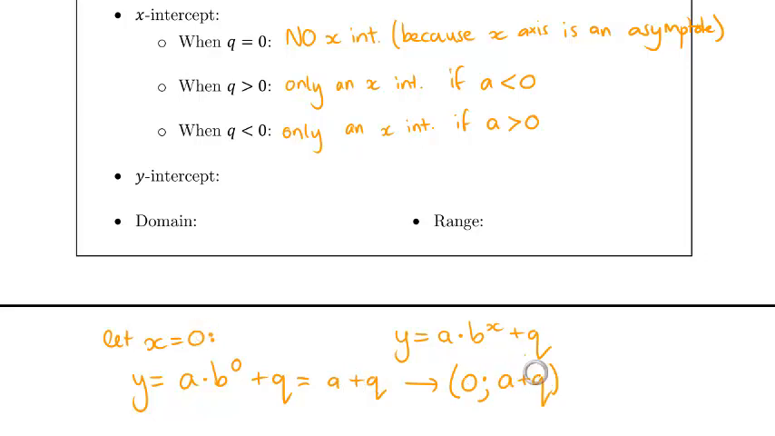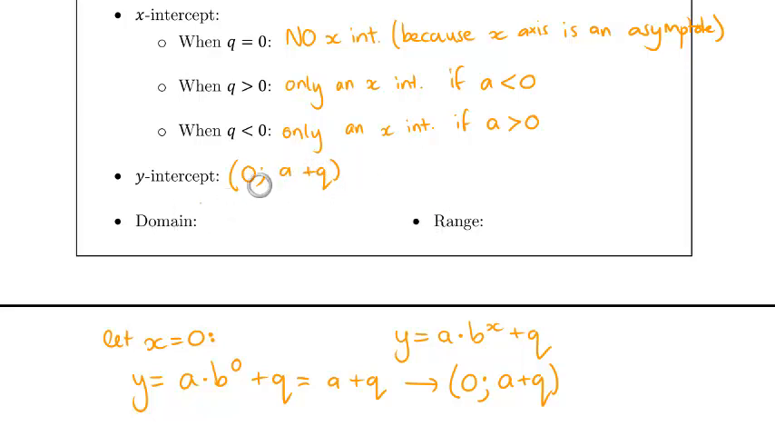So to work out the y-intercept literally by inspection, you can just take the a value and add it to the q value. Boom! You have your y-intercept right over there. So the y-intercept is always naught and a plus q. A plus q will be the y value of your y-intercept.